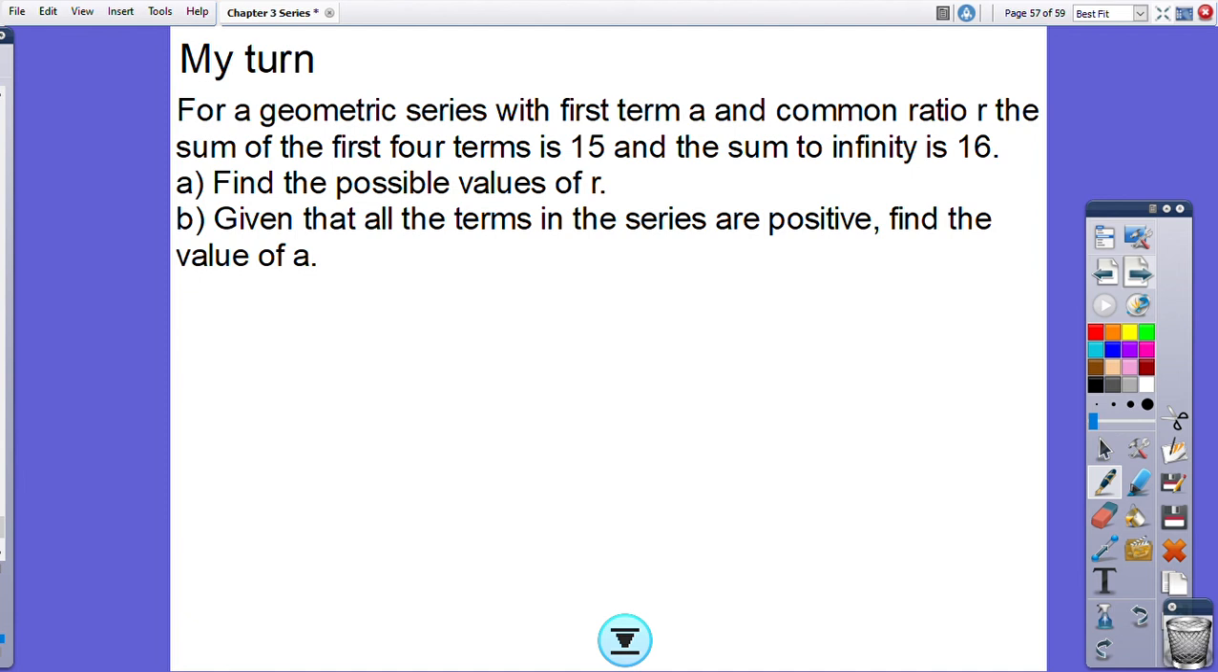Okay, so for a geometric series with first term a and common ratio r, the sum of the first 4 terms is 15, and the sum to infinity is 16. So this time we have the sum to infinity is 16, and the sum of the first 4 terms is 15, so there isn't much more to add on. Once you get to 15, if you're going on forever, you're going to get to 16.